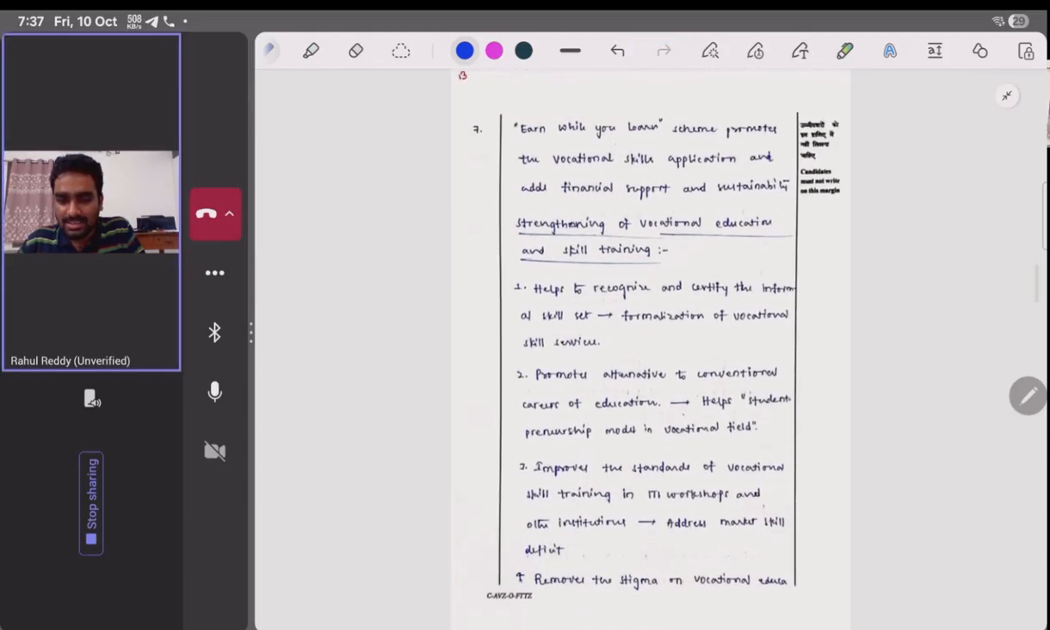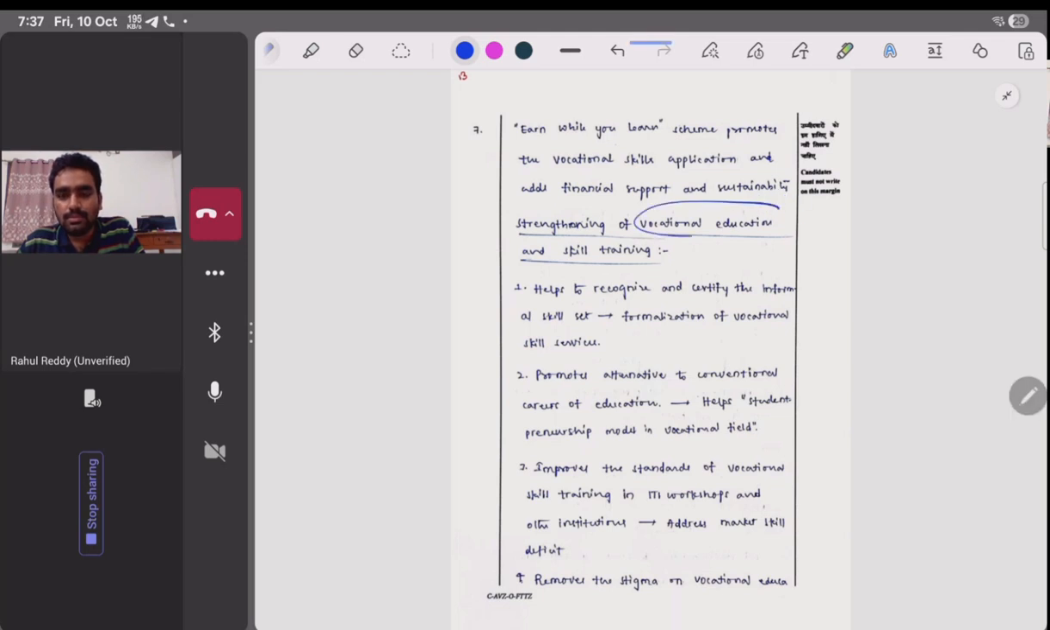Yes, sir. Okay, now the next point: the unvalued learn scheme needs to be strengthened to make vocational education and skill training meaningful. Here it is asking about two aspects, vocational education and skill training. Although it is not necessary to differentiate between the two parts, if you can, go for it.